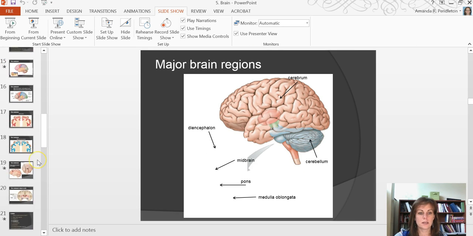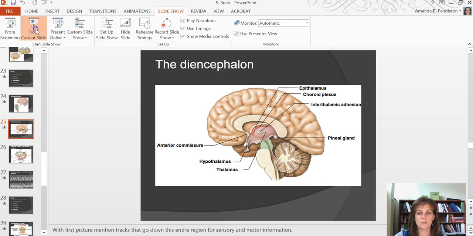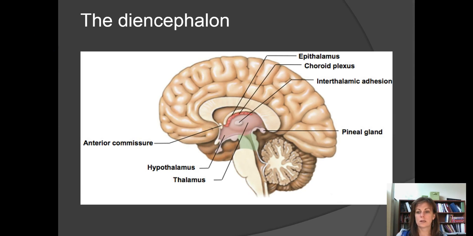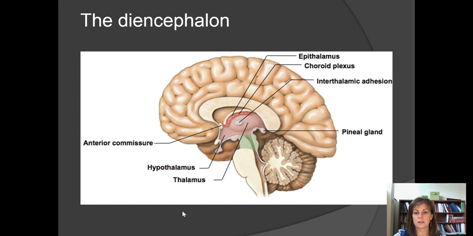Now, let's move to another view of this. Again, here we're looking at a sagittal cut that way through the brain, and we're looking in on this side. And so what we're going to see here is that the diencephalon is going to be all this region in pink right here. Okay. Now, the diencephalon is divided into three subregions.